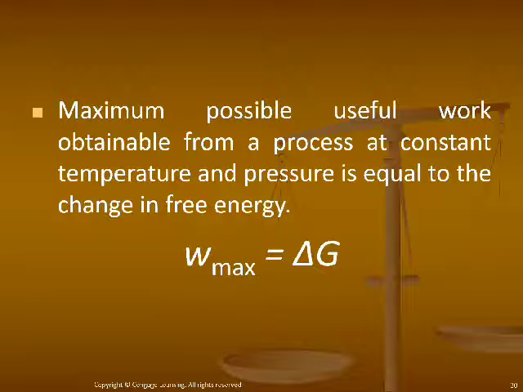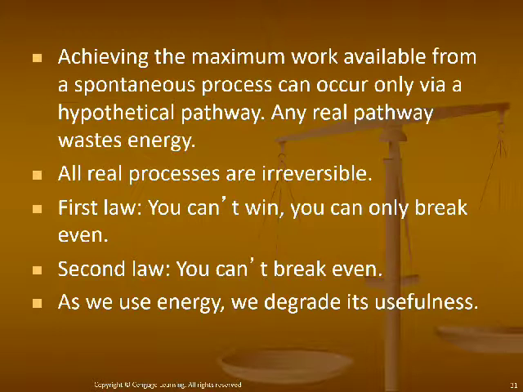So the maximum possible useful work obtainable from a process at a constant temperature and pressure is equal to the change in free energy. So here is the equation. The maximum work is equal to the delta G, or the free energy. Achieving the maximum work available from a spontaneous process can occur only via a hypothetical pathway. So any real pathway wastes energy. All real processes are irreversible, meaning that you cannot turn it around again.